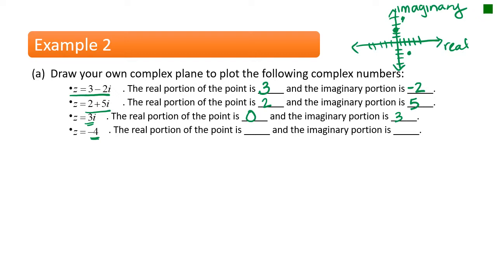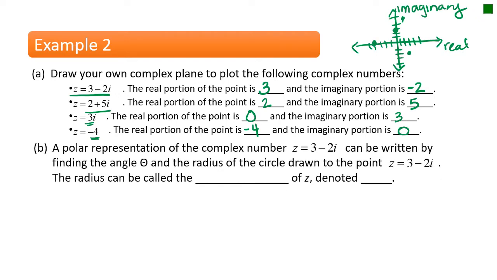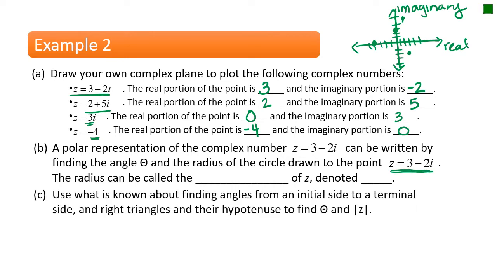Then the last one, there's no imaginary part. So the real part is -4, the imaginary part is 0. So 1, 2, 3, 4. It's going to put us right there. So a polar representation of the complex number can be written by finding the angle and the radius of the circle drawn to this point. Okay? So we've learned how to do that. Remember that another way that we can call the radius is by calling it the magnitude. And this is going to come into play next section when we talk about vectors. And the way that you can denote the magnitude is by taking the absolute value of z.